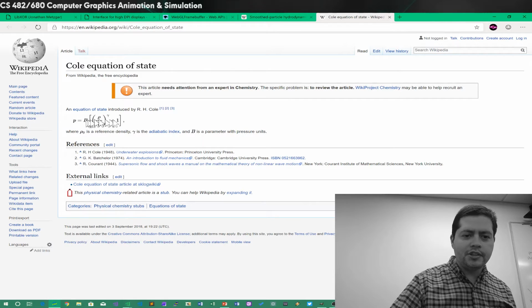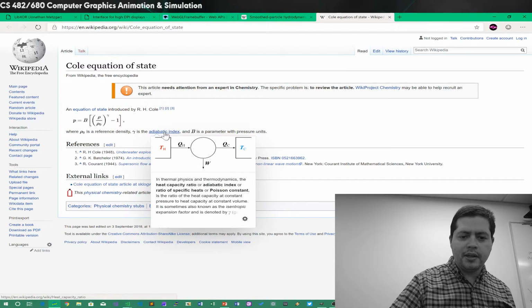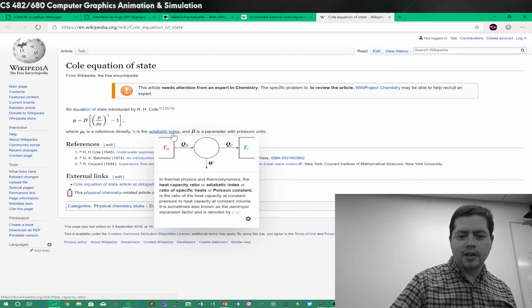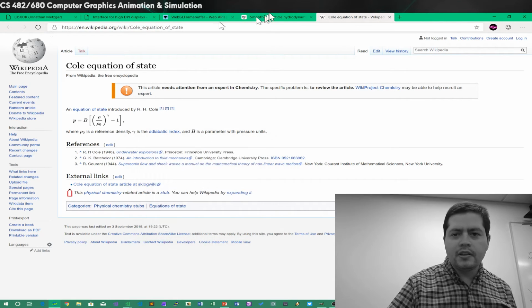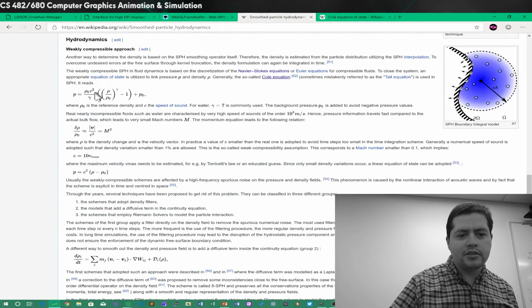So Cole's equation is kind of like, okay, that's interesting. That's not. We have this adiabatic index here. I don't want to go there. I feel like it's getting further from where I want to be. But so I go back to over here.